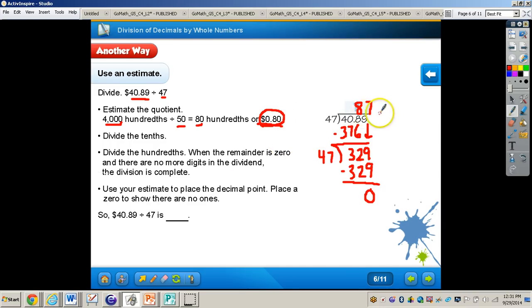So it would not be $8.70. We just put that decimal point right in front of the 8. So $40.89 divided by 47 is 87 cents. So I need to place that decimal point to the left of the 8 because my estimated answer had a decimal point to the left of the 8 as well.